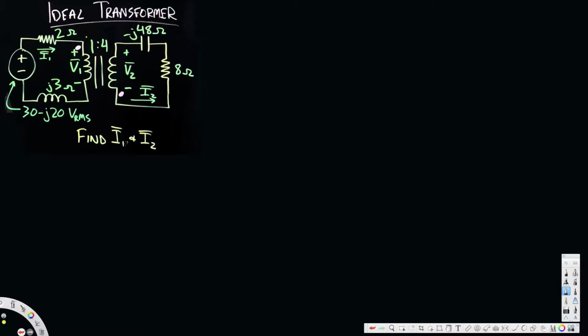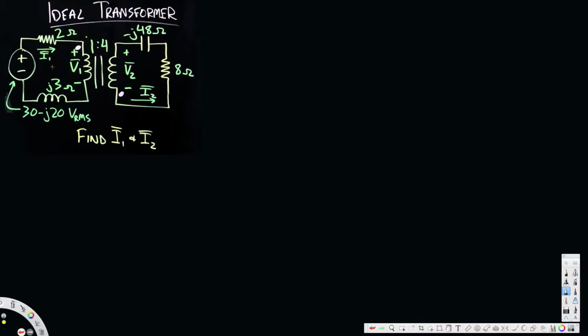Here this question is asking to find I1 and I2. The bars represent phasor values, and V1 and V2 with bars are also represented as phasor values. Now let's see how to find I1 and I2.